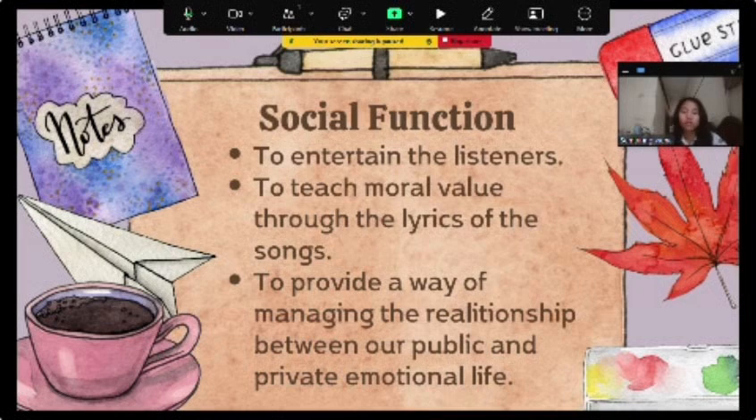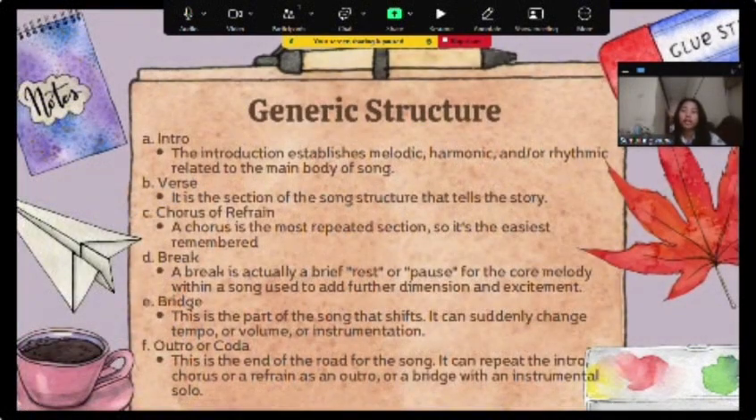Social functions of songs are to entertain the listeners, to teach moral value through the lyrics of the songs, and third, to provide a way of managing the relationship between our public and private emotional life. Next, the generic structure. The first is intro. Intro is the introduction that establishes melodic, harmonic, and or rhythmic material related to the main body of the song. B is verse. The verse is the section of the song structure that tells the story of the song.